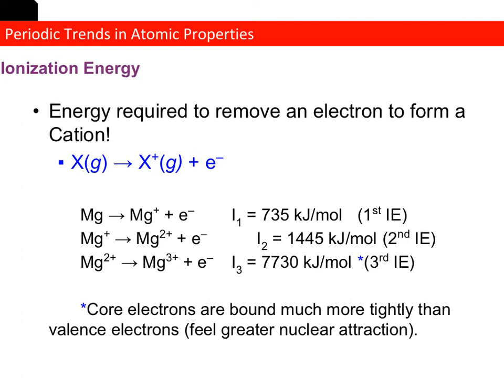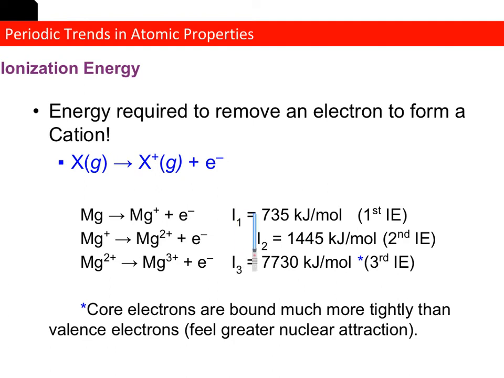Now let's take a look at magnesium as an example. Magnesium's first ionization energy would be the amount of energy needed to remove the first electron from magnesium. And that number is usually represented in kilojoules per mole. So 735. And is this number going up or going down? The higher it is, the more energy, and the lower it is, the less energy.